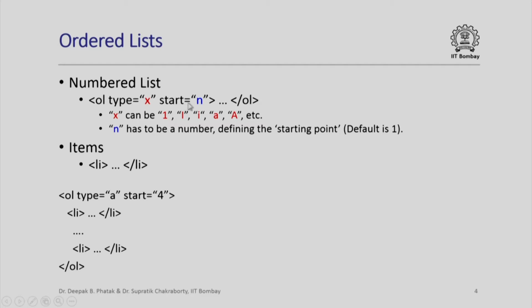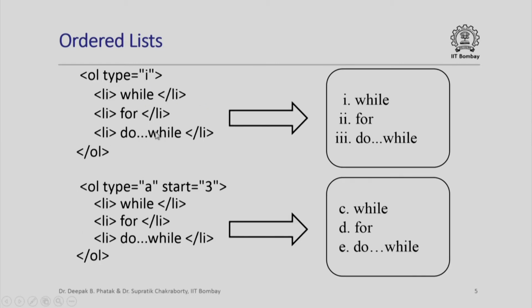So this defines the type of the numbering that I want in my list. I can also prescribe a starting point which merely defines the starting point in that particular sequence. For example, if I say OL type A start 4, that means ordinarily the list items would be listed as A, B, C, D, E, F, but because I have said start equal to 4, the list will start with D instead of A. Incidentally, individual items of the list are enclosed in li/li. Here is an example. I want to put while, for, do while as 3 entries in an ordered list Roman 1, 2, 3. I simply say type is equal to I. Please note I am not saying start because the default is 1.